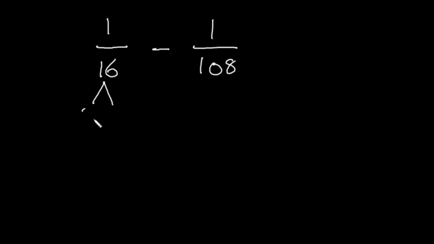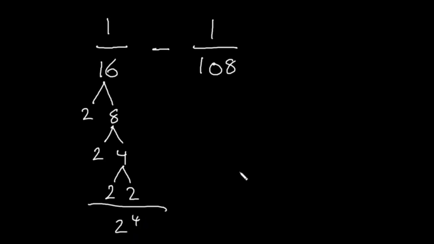We have 2 times 8, and we'll break that down further into 2 times 4, and we'll break that down further into 2 times 2. So what we have is 2 times 2 times 2 times 2, and that is 2 to the 4. And we'll do the same thing with 108.